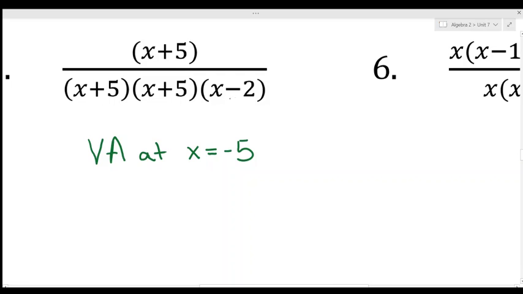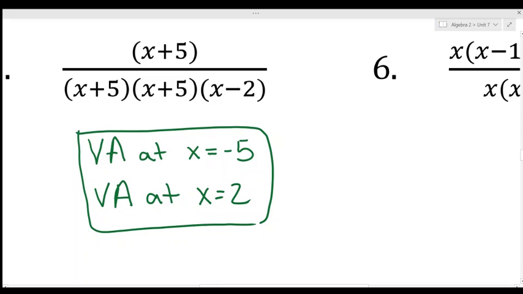We have this x minus 2. If we set that equal to 0, that means we have a VA at x equals 2. Remember, opposite signs. All right, and there's only one at the bottom. It's only at the bottom. There's nothing up top, so that's why it is a VA.